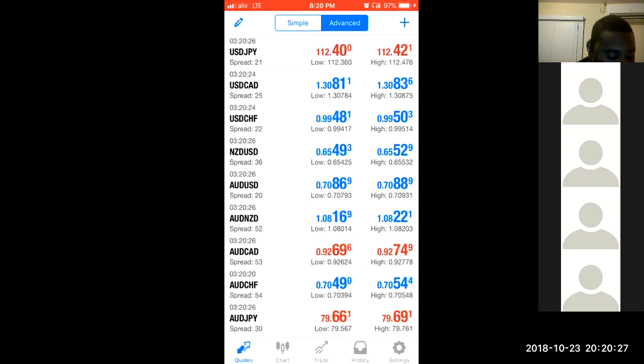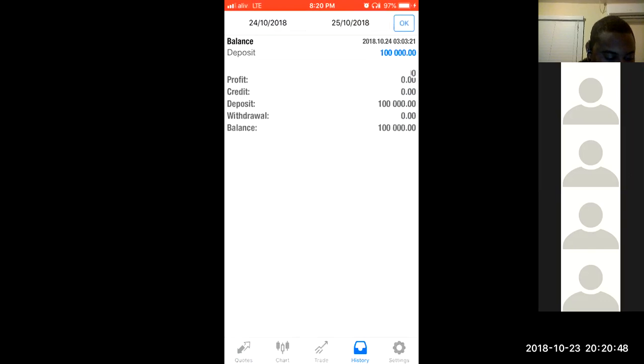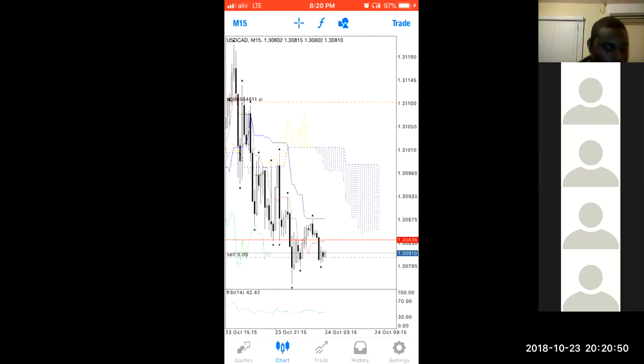All right, so that's MT4. I don't think there's anything else. I just opened this demo today, so y'all don't see my account info and all that. But anything you want to do, if you want to do a custom date to see how far back you want to go, you can do a custom date, whatever the case may be.